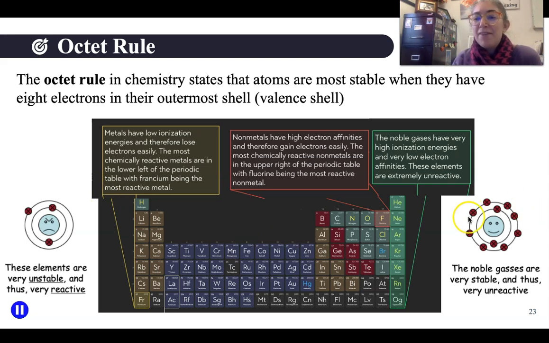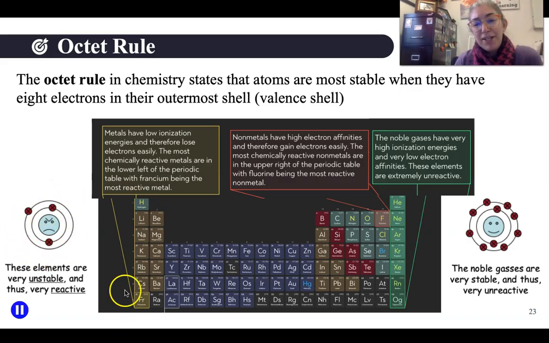So atoms that are most stable are the noble gases. The noble gases do not form ions because their valence shell is full. Their outermost energy shell is full. They don't want to get rid of any electrons. They don't have room to add electrons, so they sometimes might get together and share, but really they're very non-reactive.